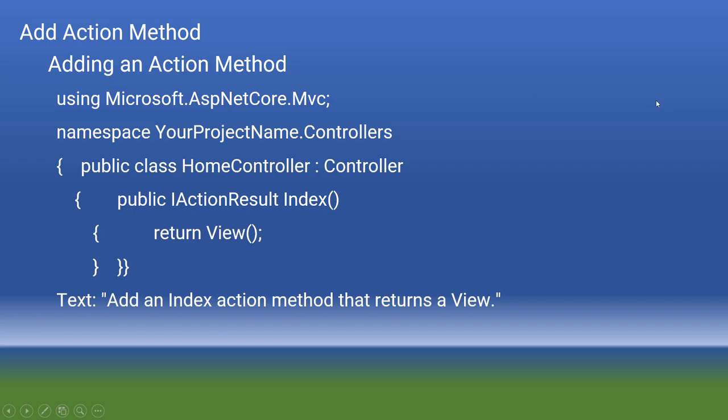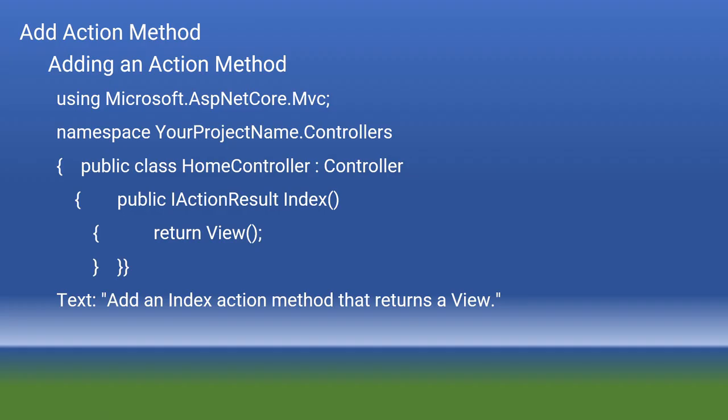Now that we have our HomeController, let us add an action method. Action methods are the individual functions within a controller that handle specific requests. Inside the HomeController class, add the following code: public IActionResult Index() { return View(); } Let us break this down.